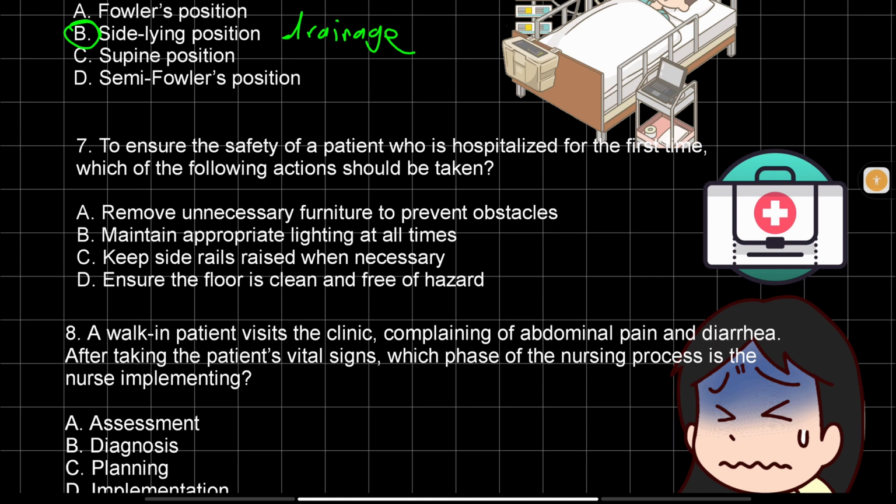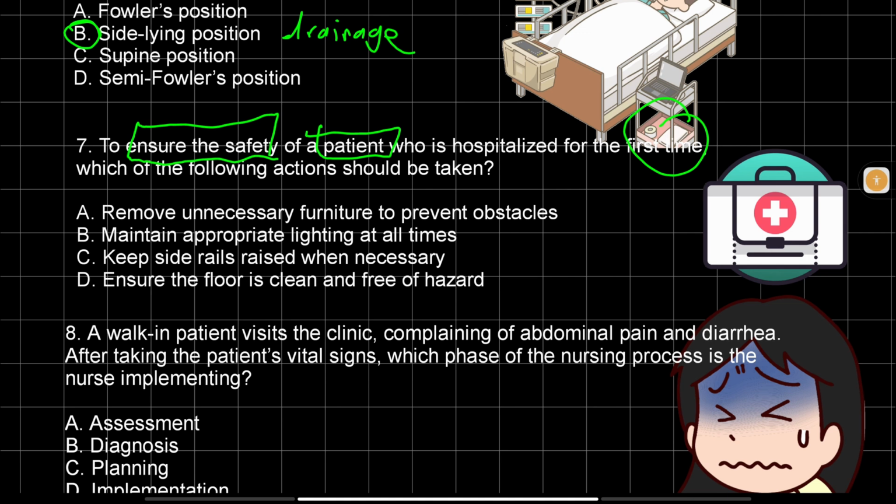To ensure the safety of a patient who is hospitalized for the first time, which of the following actions should be taken? First time ma-admit ni patient, how will you ensure safety? Ako, this is part of your IPSG ha. Ensuring patient safety from fall. Kung alam niyo yon, yung 7 IPSG.